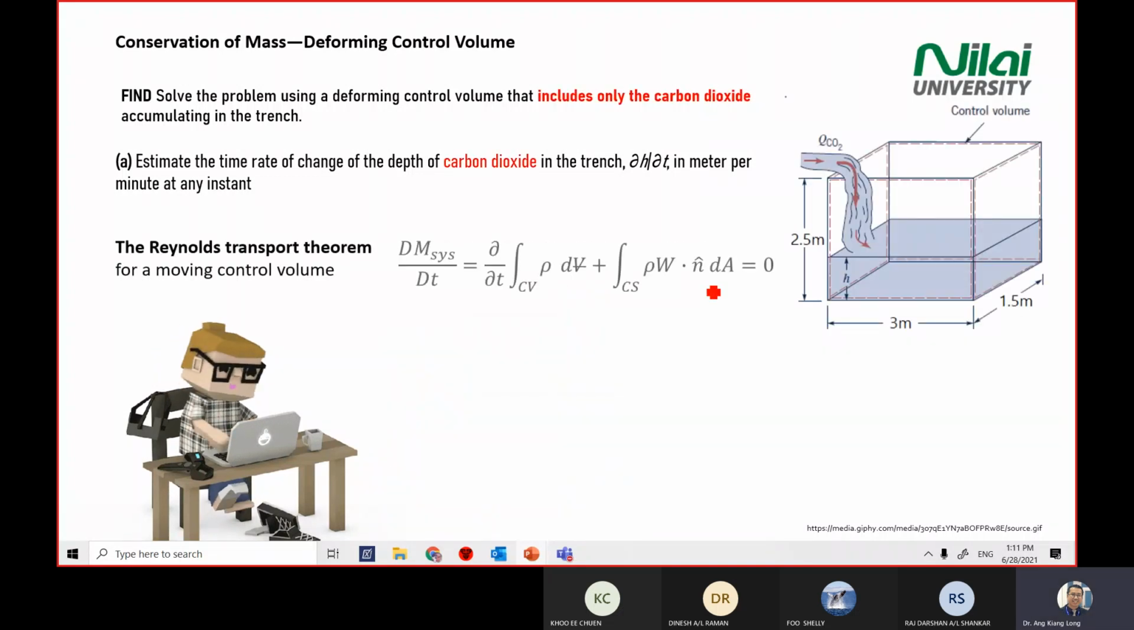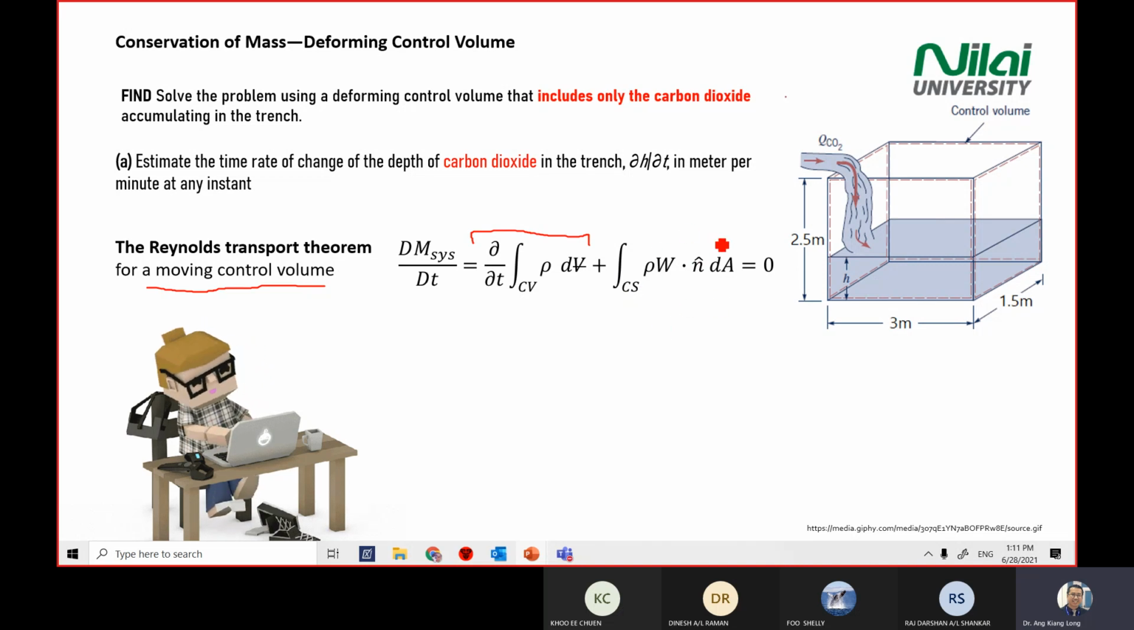We are using a deforming control volume, so we have a moving and deforming control volume. What changes inside? Earlier, when it was a fixed control volume, this term we could cancel because we had a steady flow inside there. We only analyzed the control surfaces scenario.